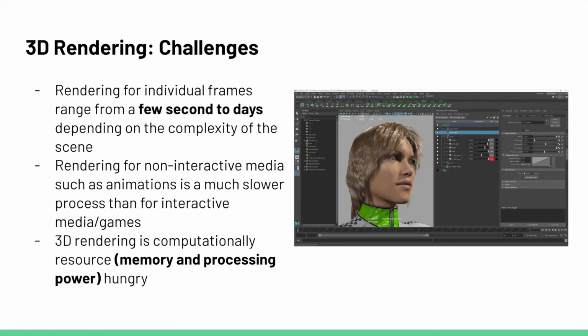Now, some of the challenges of 3D rendering include the fact that rendering individual frames can take time, from a few seconds to days, depending on how complex the scene is. And rendering for non-interactive media, such as animations, is much slower than for interactive media. And generally, it's going to be of higher quality. Generally, 3D rendering is very computationally intensive, requiring a lot of memory and processing power.